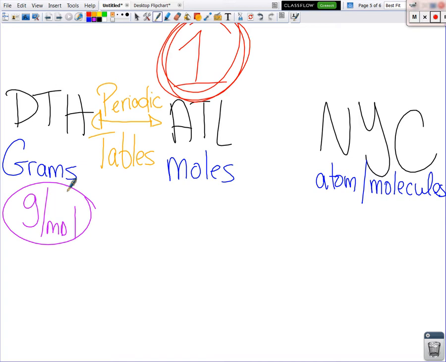Okay? Now, what if we have moles and atoms, or moles and molecules? There's another thing we have to use. What do we use on this side?